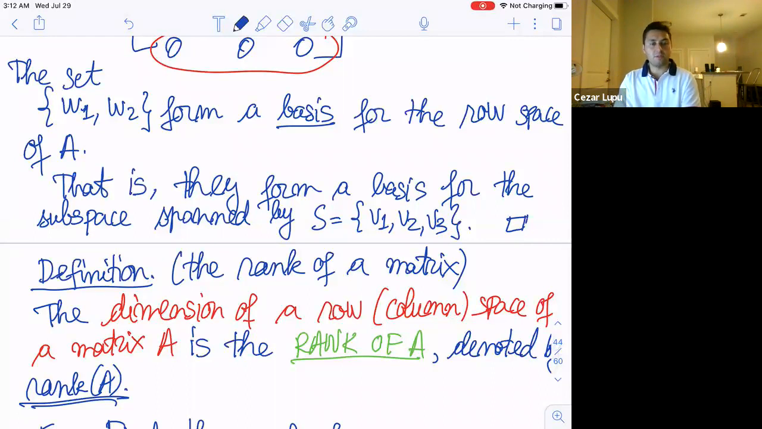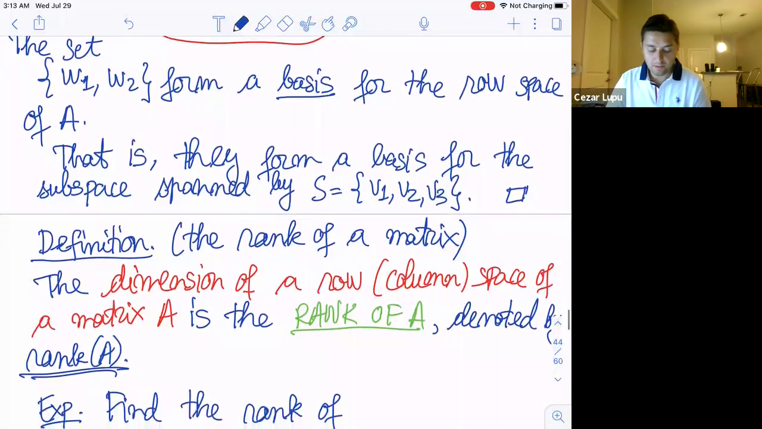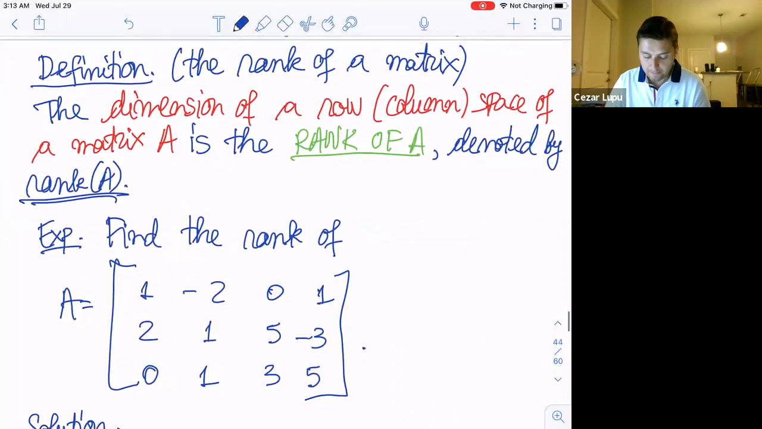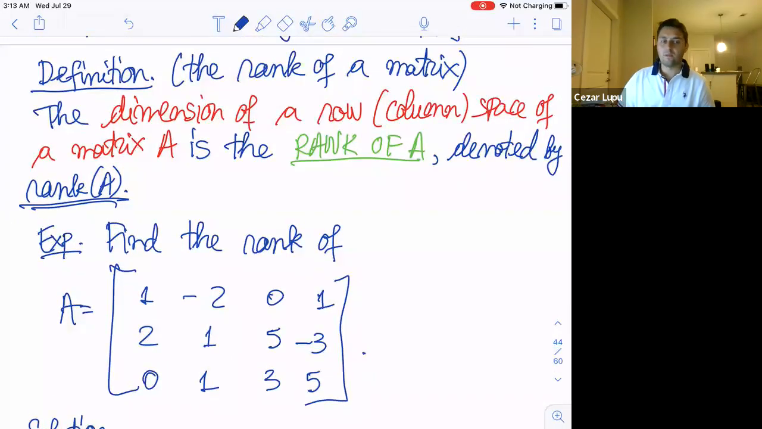So the definition of the rank of a matrix is the following. As you can see, it's pretty clear. The dimension of the row or column space of a matrix A is nothing other than the rank of A. So you look at the row space or column space, and you look at the dimension, and that's the rank of A. And usually we denote this by rank of A. And now let's take an example, and I want you to look at it before we even talk about this.